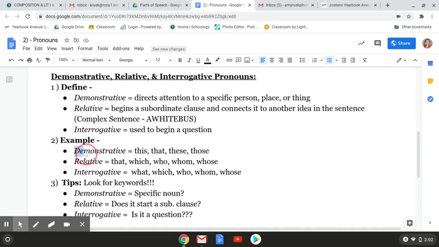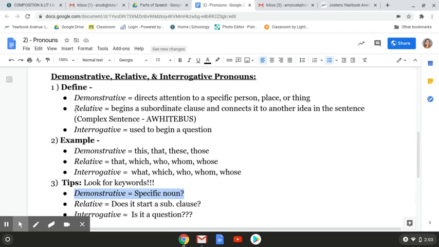For example, all of your demonstrative pronouns are this, that, these, and those. They direct your attention. They demonstrate what it's talking about. This desk, that chair, these shoes, those tables. So think demonstrative. It's pointing you to a specific noun.